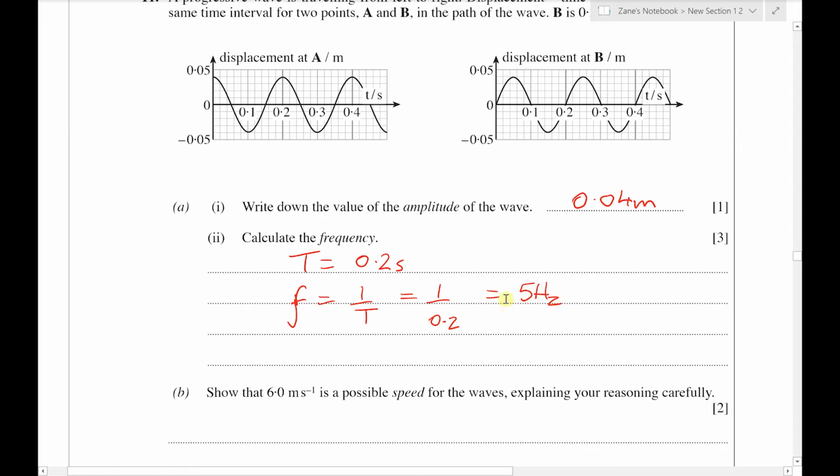Next, we've got to show that 6 meters per second is a possible speed for the waves, explaining your reasoning carefully. Well, let's take this first peak here at 0 seconds on diagram A. Let's assume that that's the same peak over here on diagram B. So that's what we're going to start by saying.